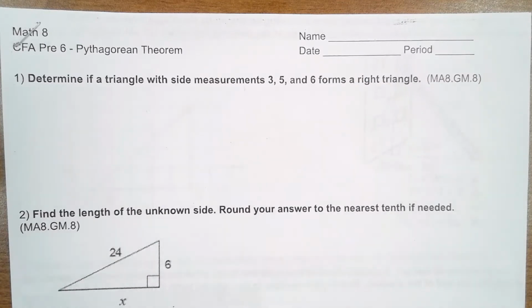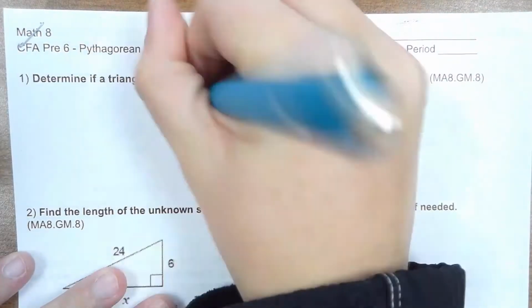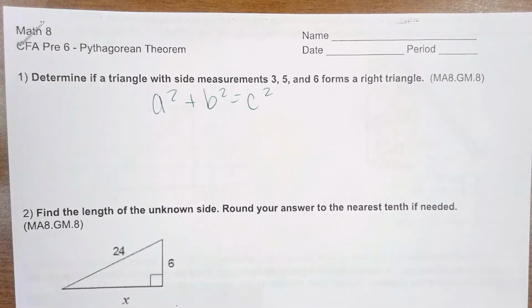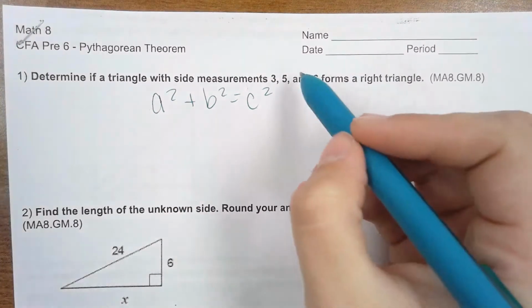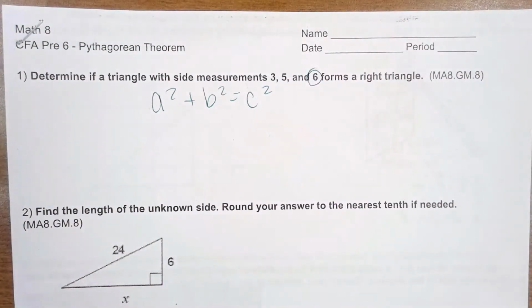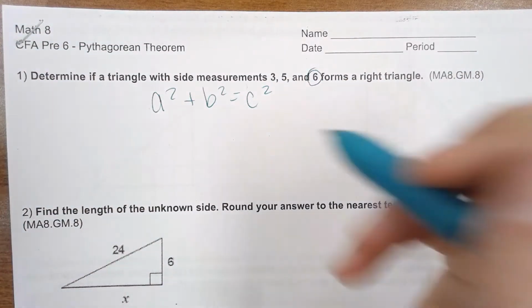Alright, so the first one, determine if a triangle with side measurements 3, 5, and 6 form a right triangle. To figure out if three side lengths form a right triangle, all you're doing is plugging those numbers into the Pythagorean Theorem, a squared plus b squared equals c squared. The most important number is the largest number, because your largest number is always your hypotenuse, which is your c.